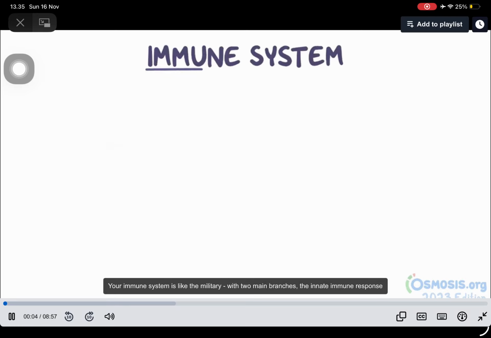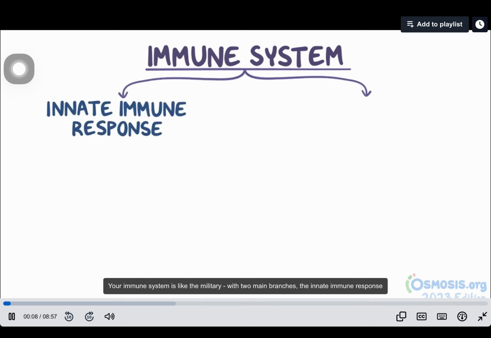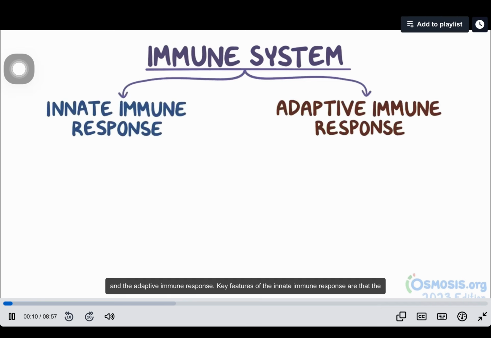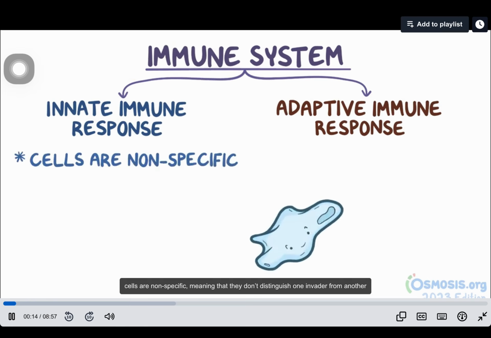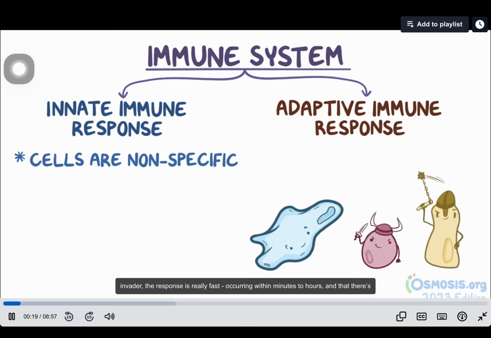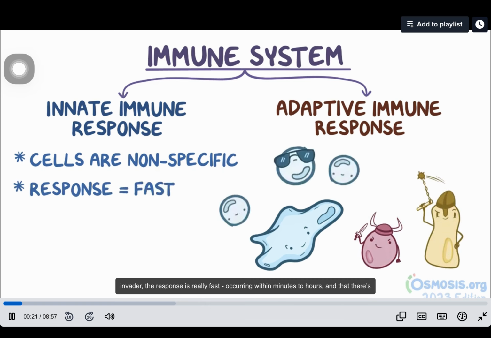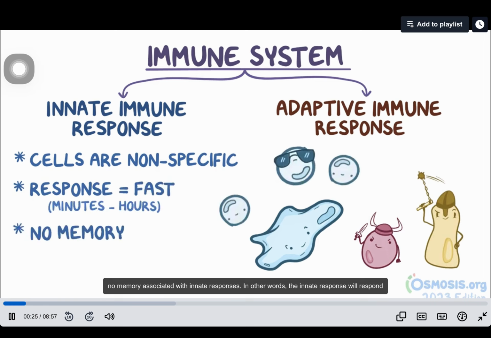Your immune system is like the military, with two main branches: the innate immune response and the adaptive immune response. Key features of the innate immune response are that the cells are nonspecific, meaning that they don't distinguish one invader from another invader. Also, the response is really fast, happening within minutes to hours, and there's no memory associated with the innate response. In other words, the innate response will respond to the same pathogen in the exact same way, no matter how many times it sees the pathogen.